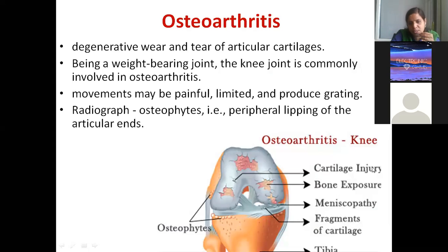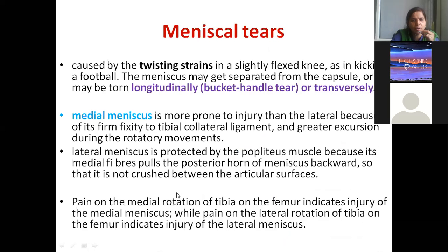Now, osteoarthritis is quite common in old people, isn't it? That is degenerative wear and tear of articular cartilages, because this is a weight bearing joint. The knee joint is commonly involved in osteoarthritis. Movements become painful and limited, and they produce grating, that means a sound will be heard. On a radiograph, you will see osteophytes, that means regenerating cells trying to regenerate. Those are the osteophytes which may be seen, with peripheral lipping of the articular ends in case of osteoarthritis.